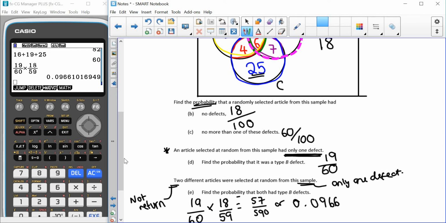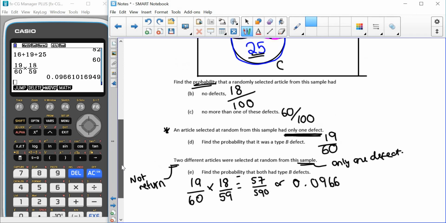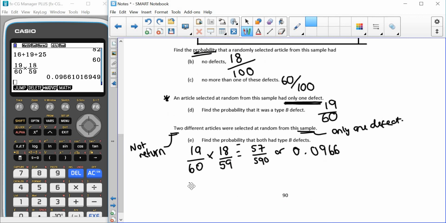If you interpreted it as being out of the entire set of data, then instead of that, we would have a type B defect being our 37 from before, out of our 100 articles, if we were looking at everything. And again, if we still read it as it not being returned, so this time we're looking at all data, in case you read it that way. Once that item's been removed, we would have 36 out of 99, because we'd only have 36 items left.